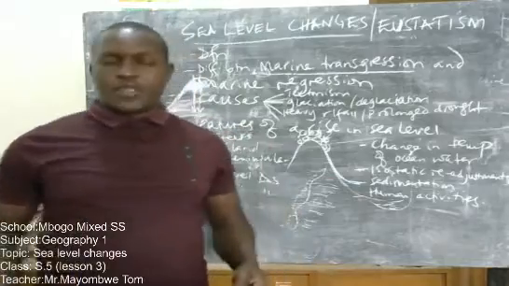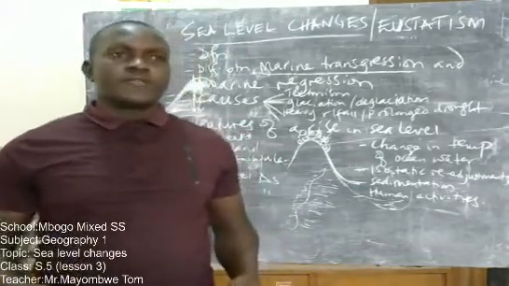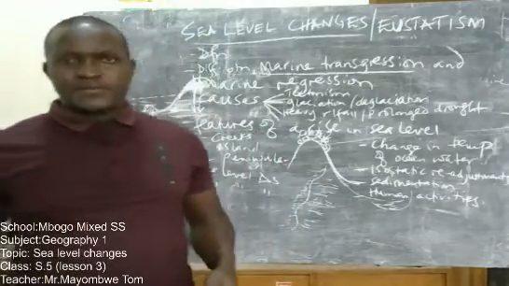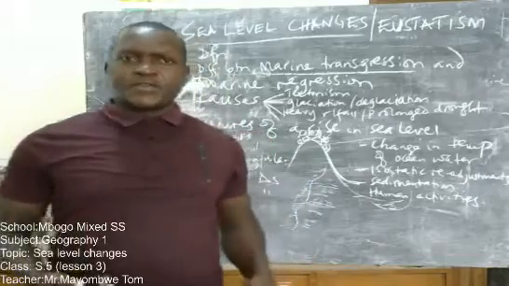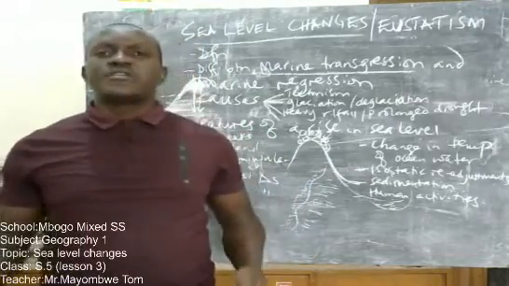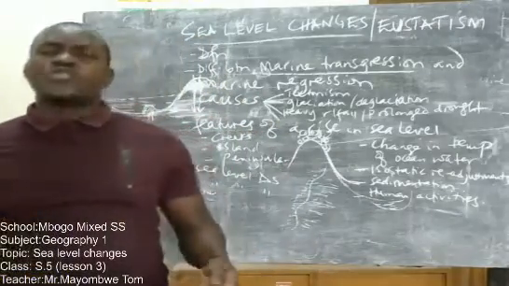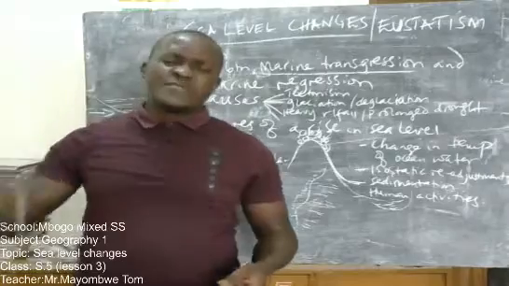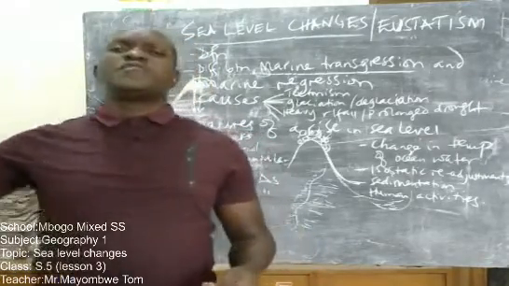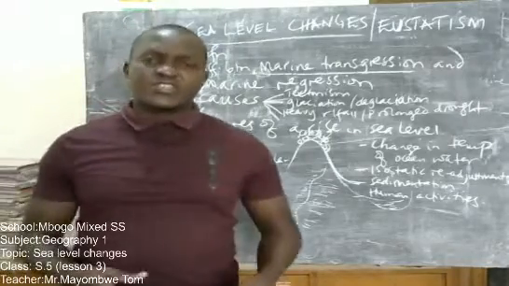Then we have sedimentation. How does sedimentation bring about sea level changes? Sedimentation comes from sediment. These are loose particles that many rivers and streams carry, whenever these rivers and streams are flowing, they carry a lot of sediments, which may be in form of silt, which may be in form of sand, in the form of gravel, those are stones.